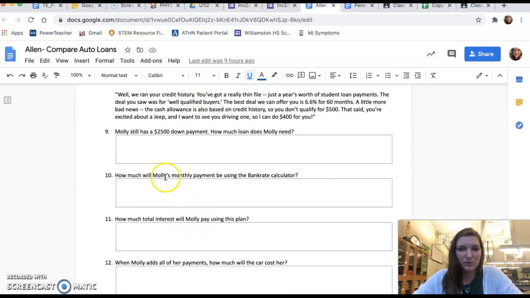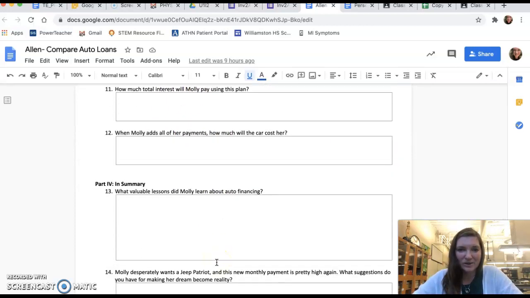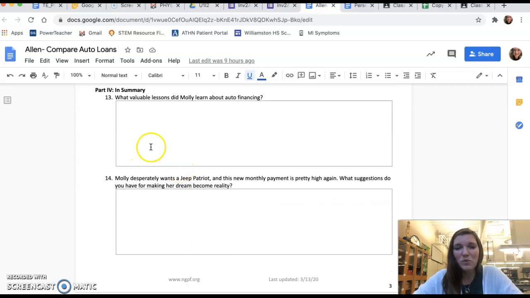So you're going to go through these and find out what the answer is, and then what valuable lessons did Molly learn about auto financing, and what can she do to make her dream of having this Jeep Patriot a reality. Okay, so that's what this one is. Good luck.